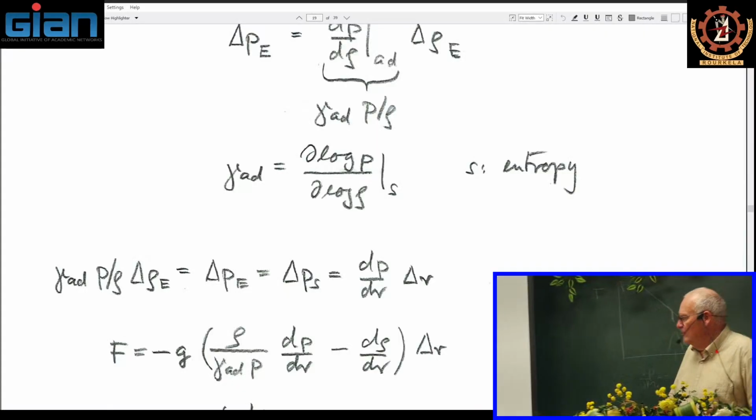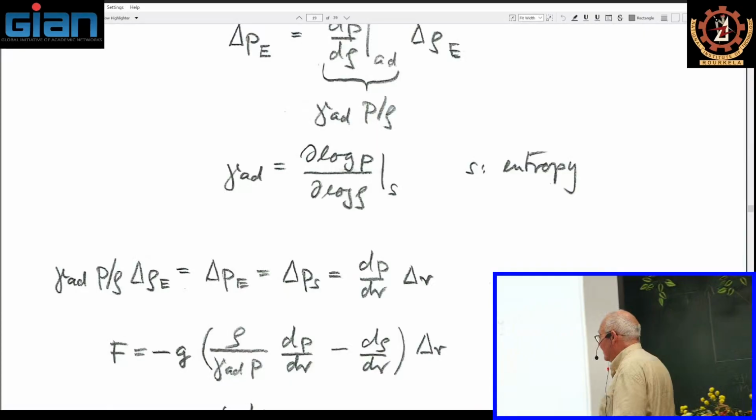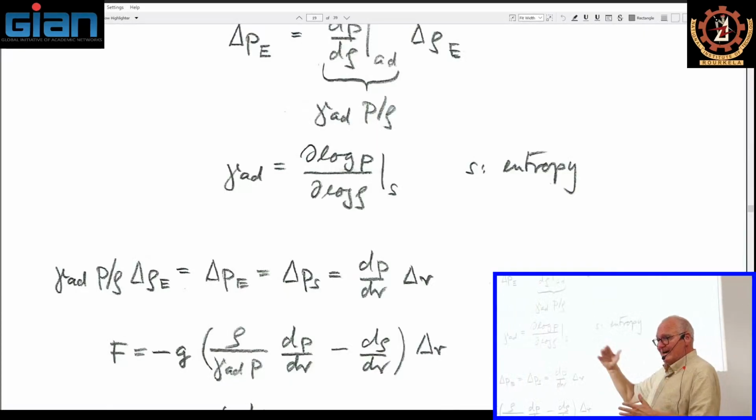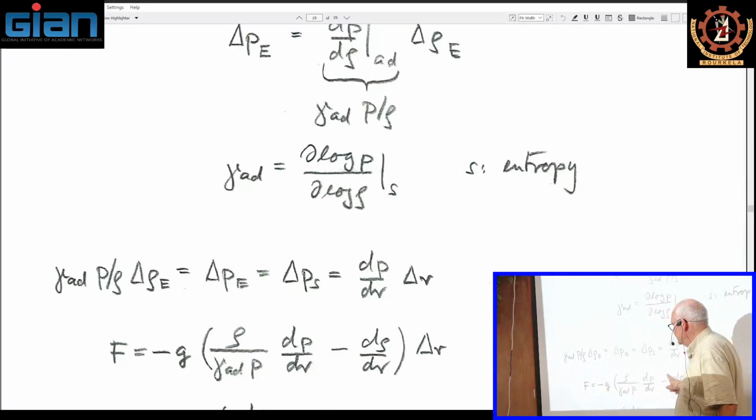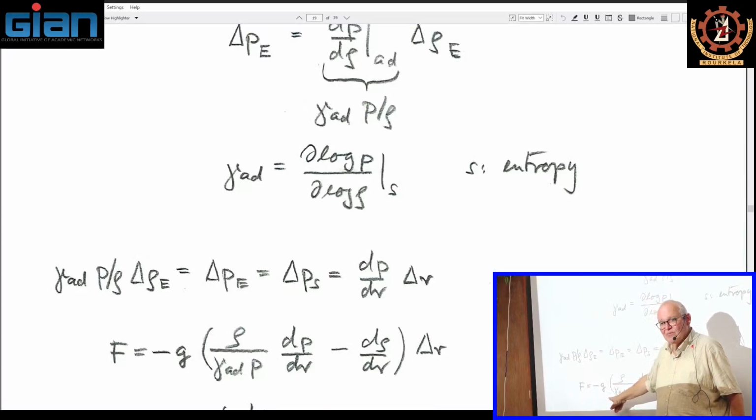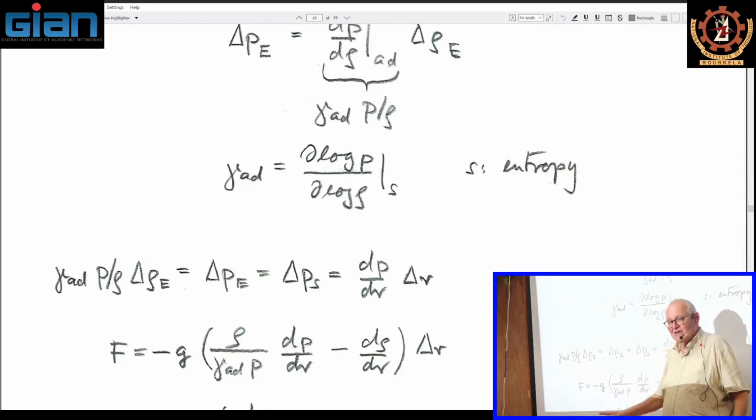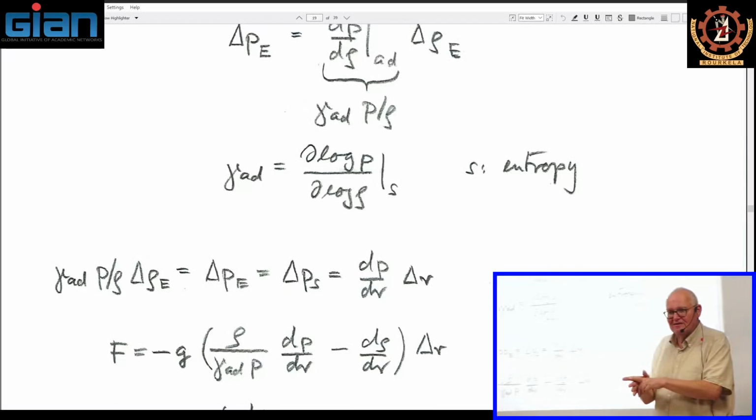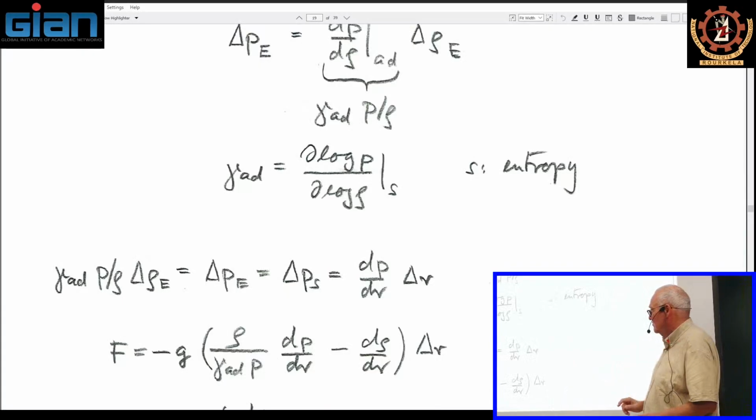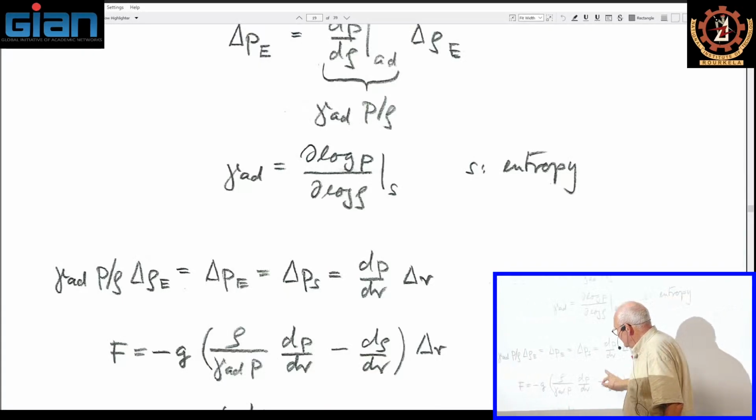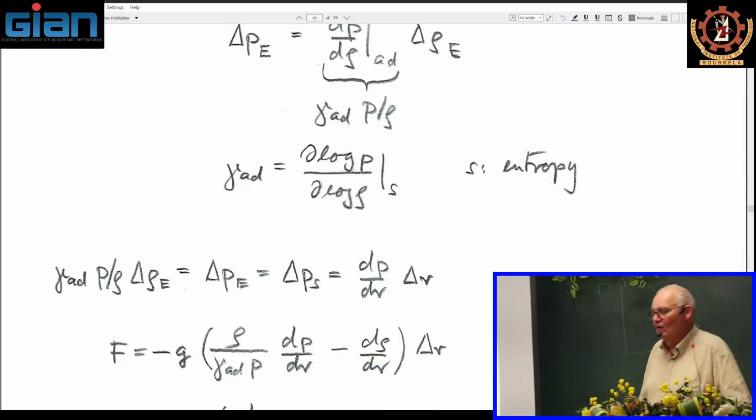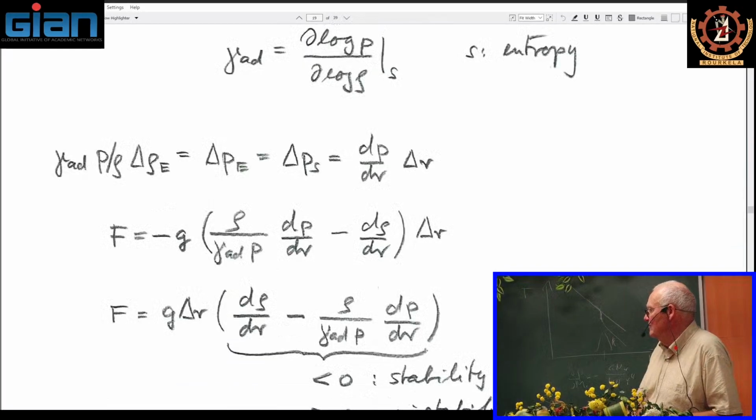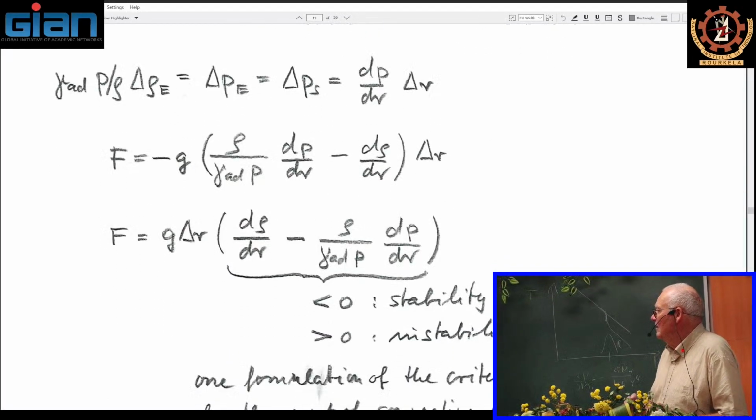Now, if we make delta R positive, we move it up, then the force should point downwards. So for stability, this is already a minus sign. For stability, this bracketed term has to be positive, and if it's negative, then the force points in the same direction as the displacement. We have an unstable situation. So the sign of this bracketed term will determine whether we have a stable stratification or an unstable stratification.